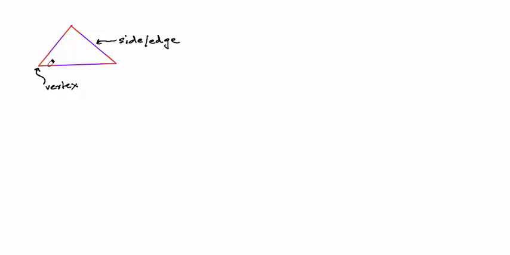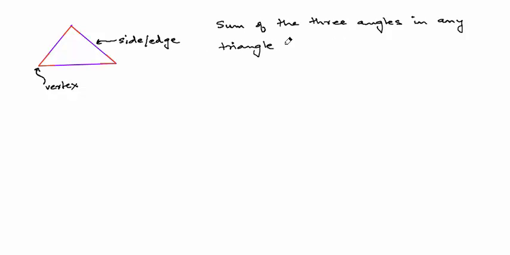In any triangle, the three angles always add up to 180 degrees. And that's something that you're going to need over and over again while solving problems related to triangles. Let me just write that down. It's something very important you don't want to forget. Sum of the three angles in any triangle is 180 degrees.